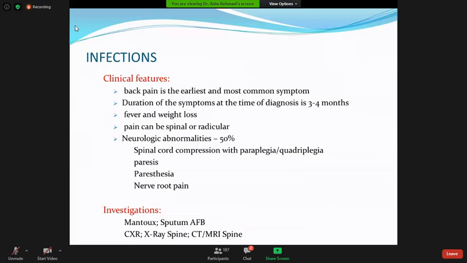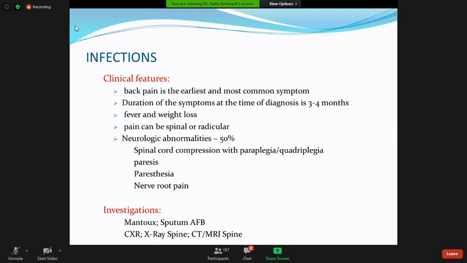More than 50% of the patients have neurological deficits, which are due to the compression of the spinal cord and depend on the site and degree of cord compression. If the patient has cervical osteomyelitis, he or she may have quadriparesis, or if the patient has compression of the dorsal cord, he may have paraparesis.